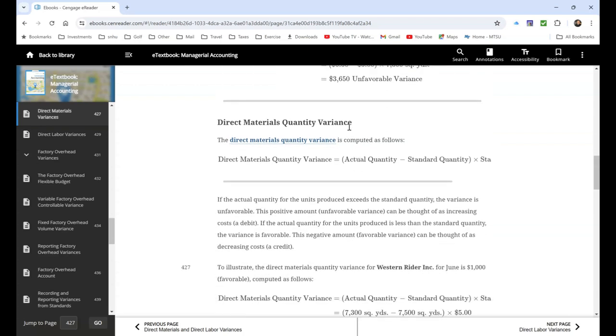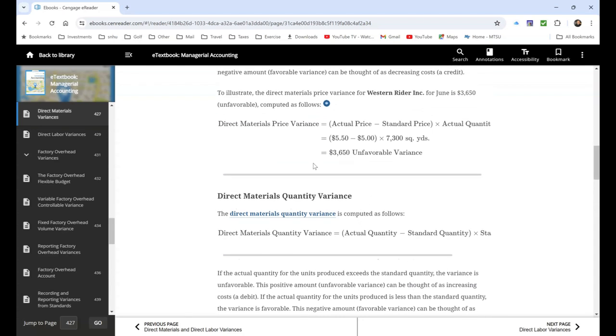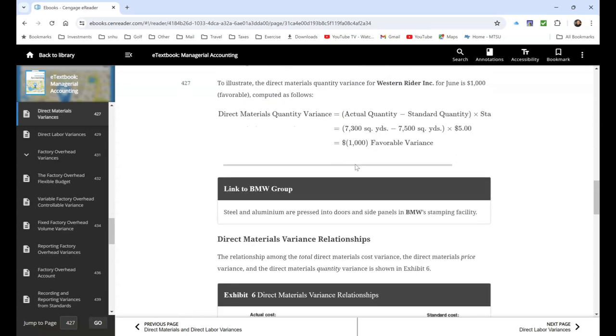And the quantity variance, though, was a positive amount. And we can see here that we used 200 square yards less times the standard quantity. We've already accounted for the additional 50 cents. So we're really only looking at, well, at the standard price, what is the difference? And that's a favorable variance of 1,000. So the favorable variance of 1,000 and the unfavorable variance of 3,650 gives us a variance of 2,650. So now you have something to talk about.